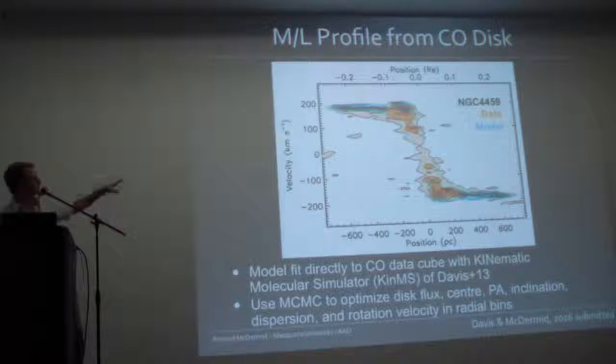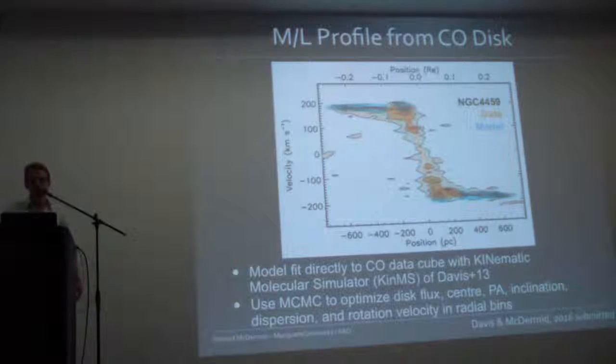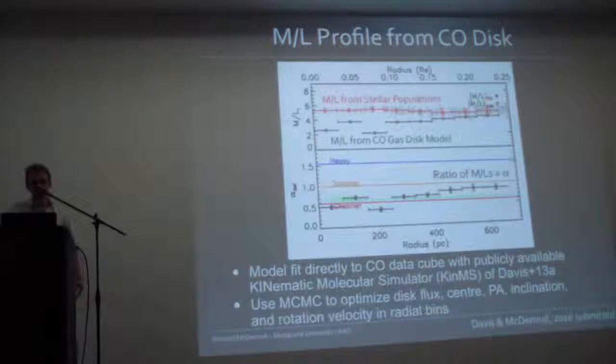This is done through model fit, so I'm just showing you blue contours over the CO data. That gives us a way to dynamically measure the mass to light ratio as a function of radius. Okay, so this is looking at the overall profile from dynamics.